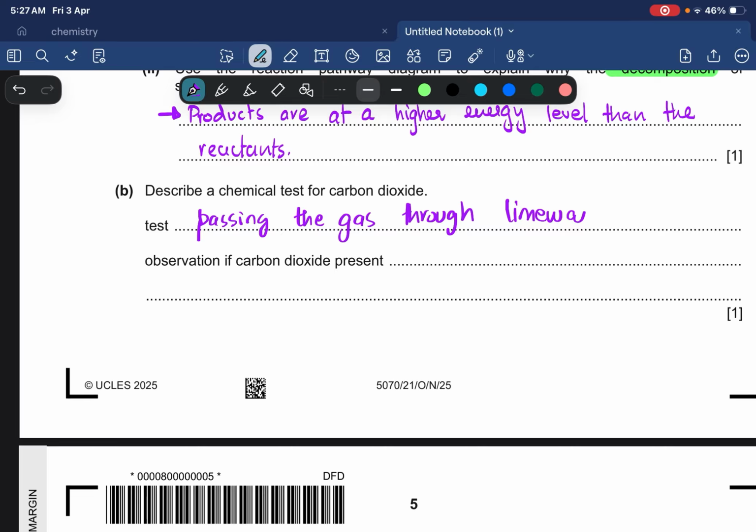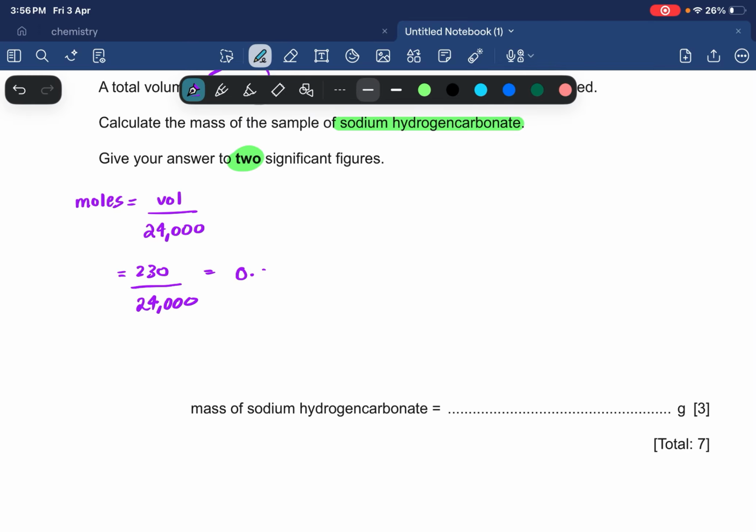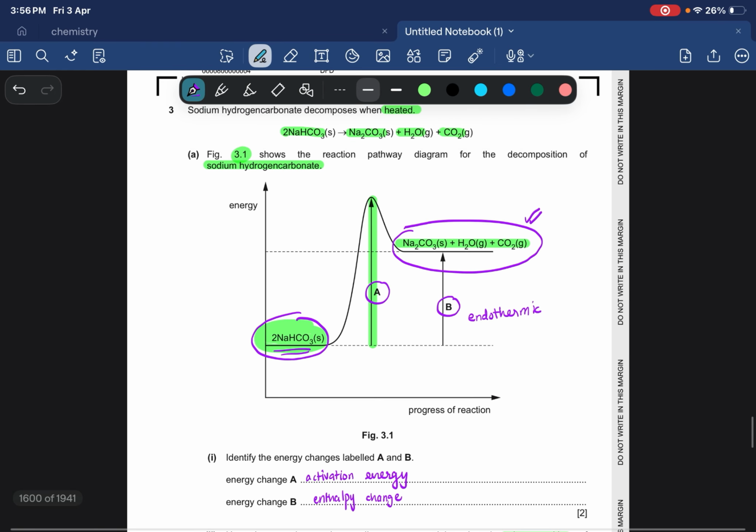And the result of the observation is that lime water turns milky. I get 0.009583 moles. I have my moles of carbon dioxide. I have to calculate the moles of sodium hydrogen carbonate for the mass of sodium hydrogen carbonate.